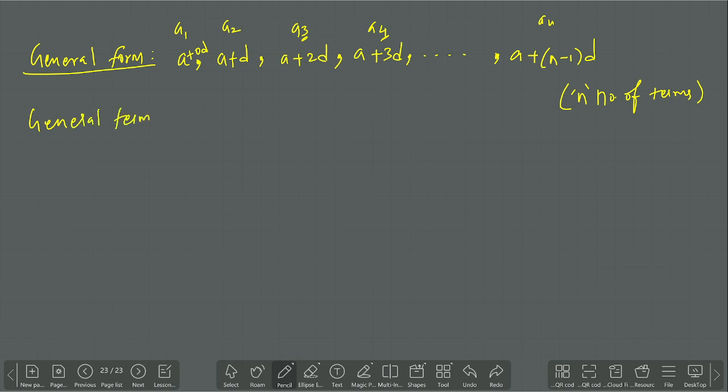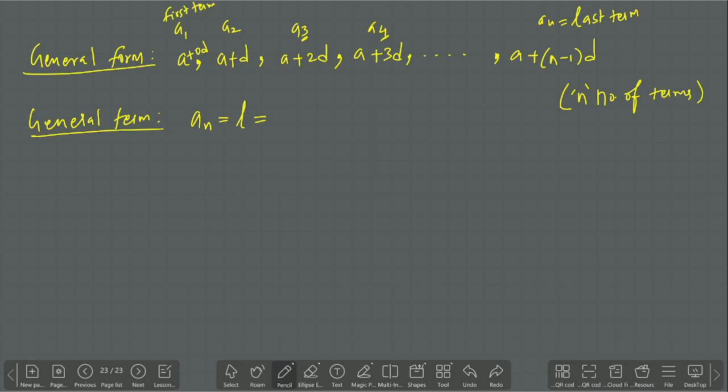What is a general term? Term in the sense of A1, A2, A3: first term, second term, third term. Then what is the general term? AN. What is it? AN. In AN, what I gave is the last term. We can say AN is the last term, and A1 we are telling as the first term. Am I right, children?